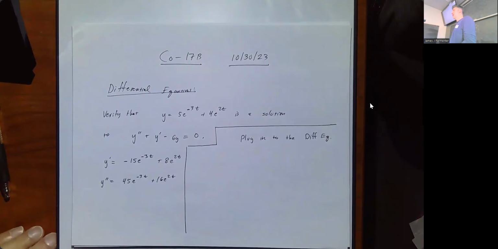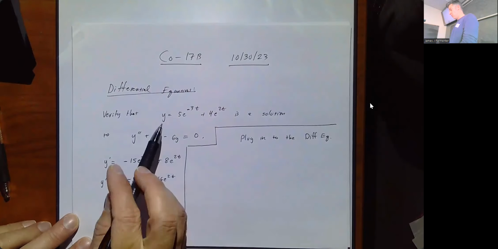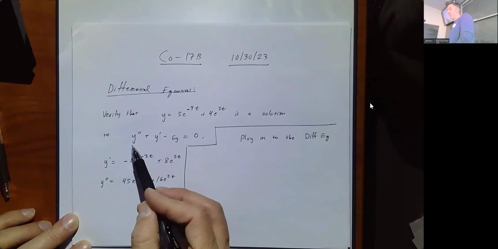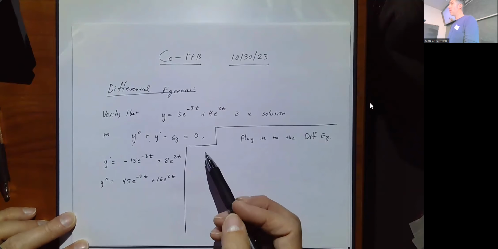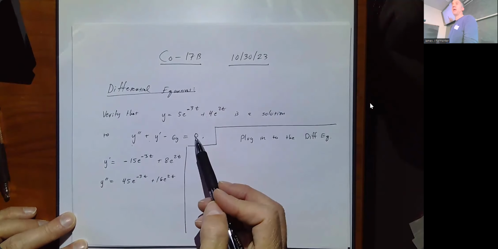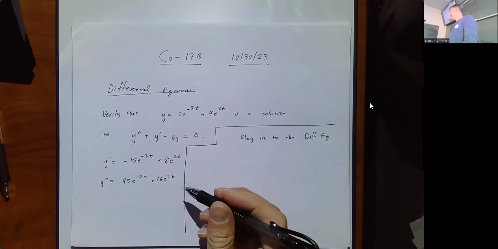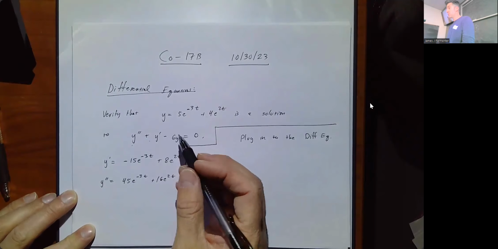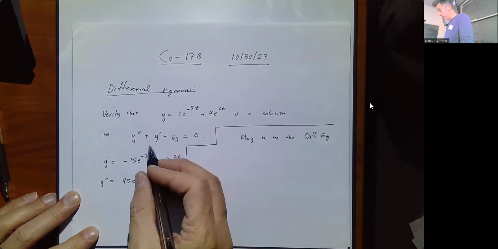Let me ask you all, I know this might not seem like a hard question, but which of these is the differential equation? The y equals 5e to the negative 3t plus 4e to the 2t, or the y double prime plus y prime minus 6y equals 0? The second one, right? The one with the derivatives is the differential equation. The one that's y equal to some stuff is the solution or the function. So we're going to plug into the differential equation.